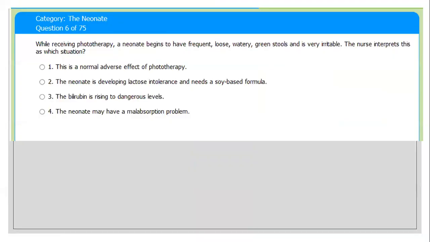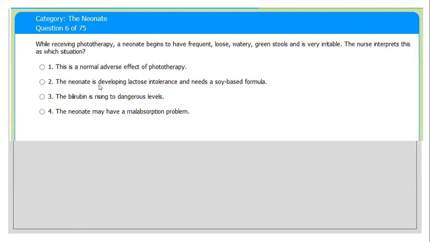Next question. While receiving phototherapy, a neonate begins to have frequent loose and watery green stools and is very irritable. The nurse interprets this as which situation? Number one, this is a normal adverse effect of phototherapy. So if I ask you, what is phototherapy? Phototherapy is a light treatment, right?